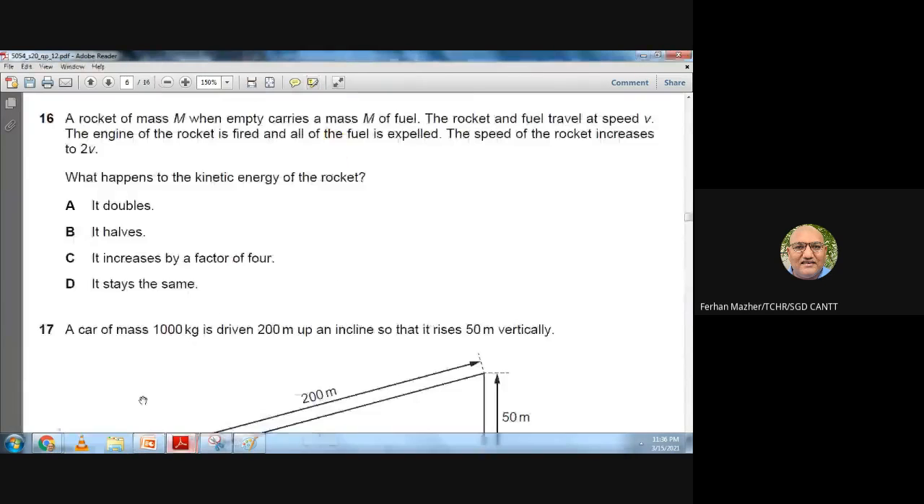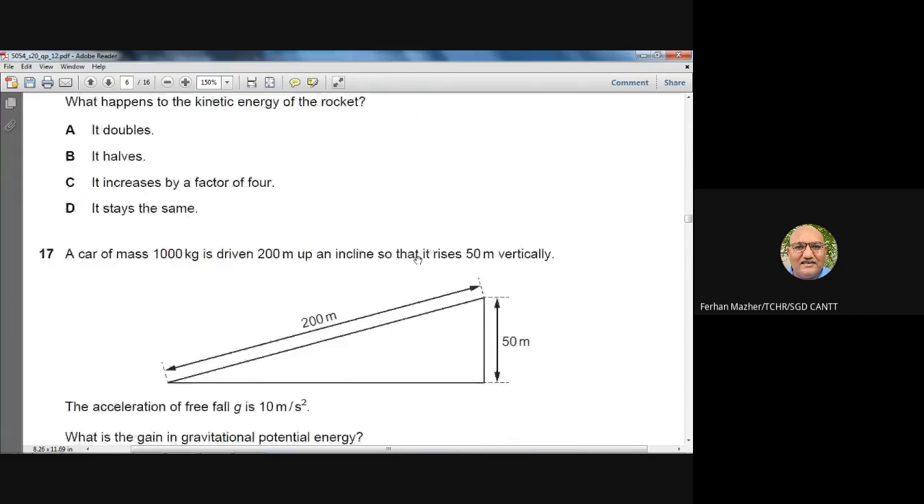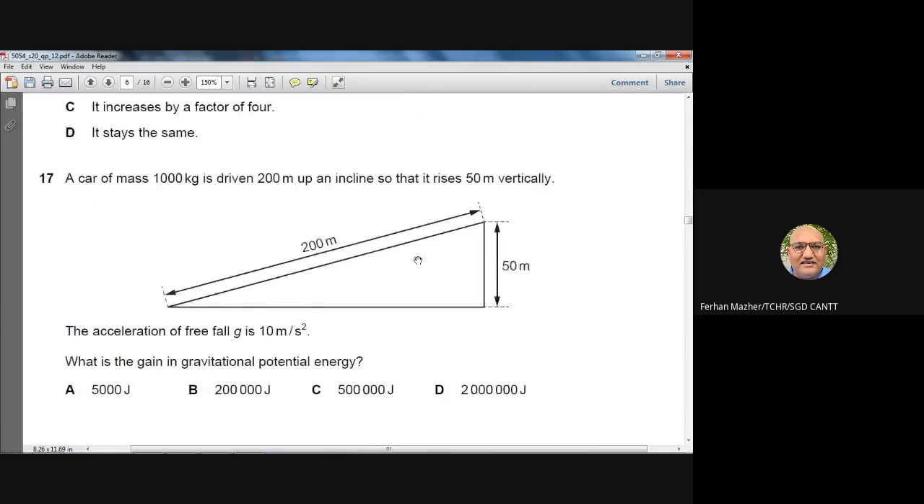In this question, the problem is with the way he's telling you the story. This question will trap many students. They will make a mistake because he only asks you to compare the kinetic energy of the rocket. Only the rocket, not the fuel. Next question, question number 17.